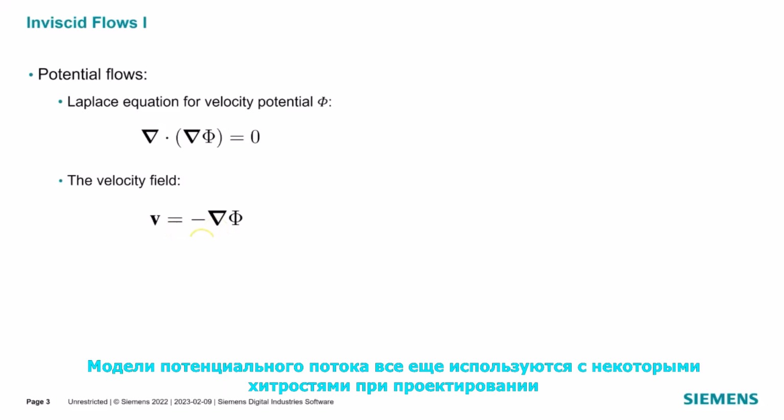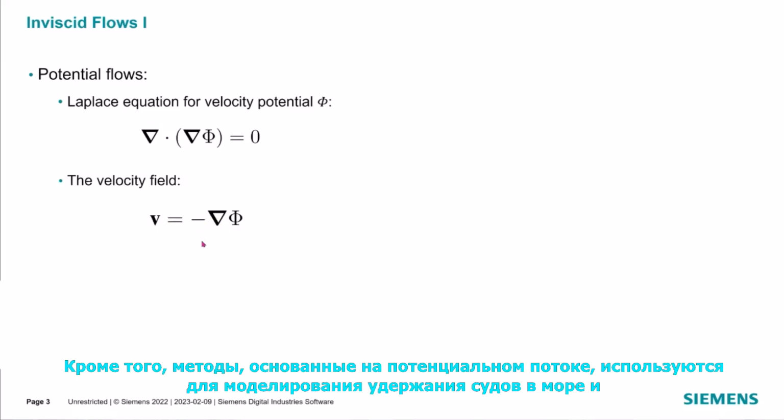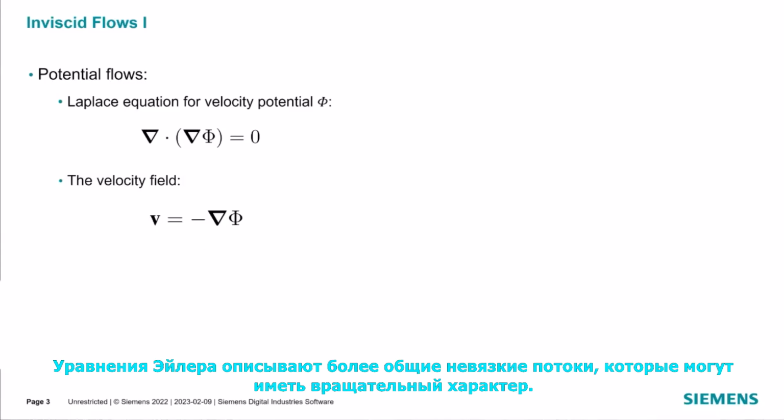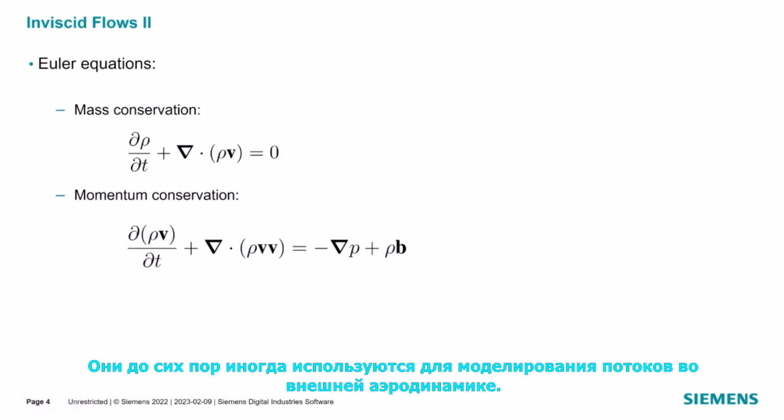Potential flow models are still used with some tricks in the design of turbomachinery, especially for ship propellers. Also, methods based on potential flow are used to simulate seakeeping and maneuvering of ships. Euler equations describe more general inviscid flows which may be rotational. They are still sometimes used to simulate flows in external aerodynamics.